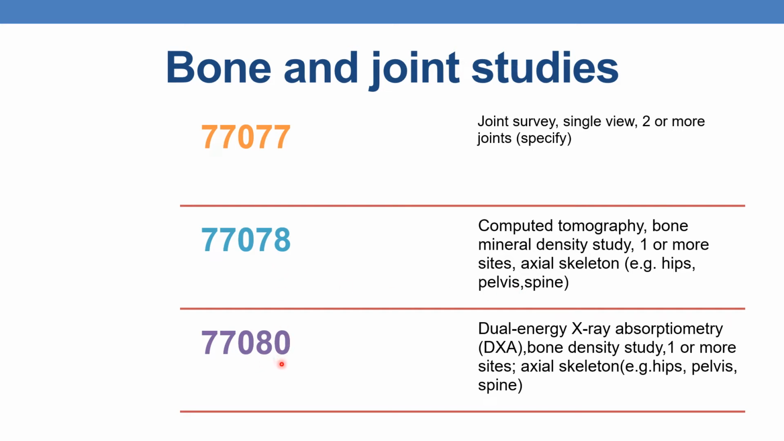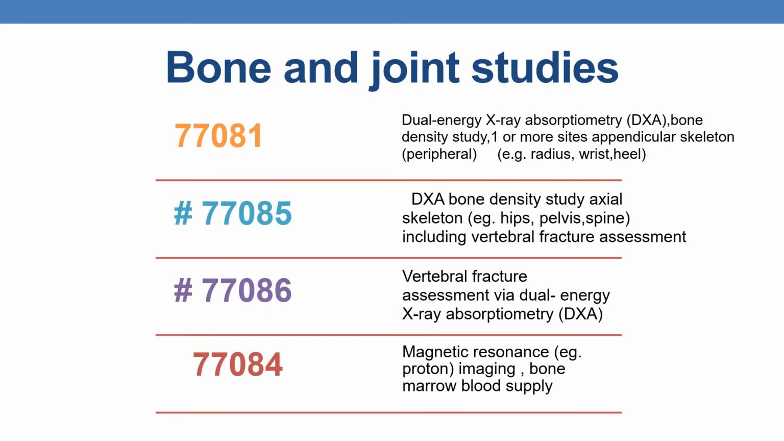And similarly for 77080, dual energy X-ray absorptiometry DXA, bone density study, 1 or more sites, axial skeleton. Here also hips and pelvis and spine are included in this CPT. So whenever we study the DXA studies of hips, pelvis or spine, we need to report 77080. And similarly, when studying bone mineral density of hips, pelvis and spine by CT, we need to report 77078.